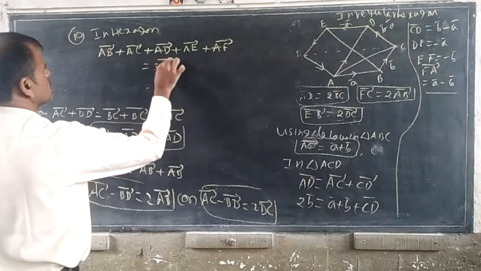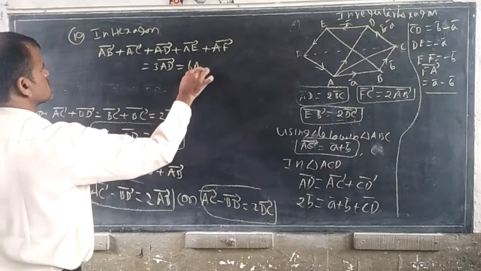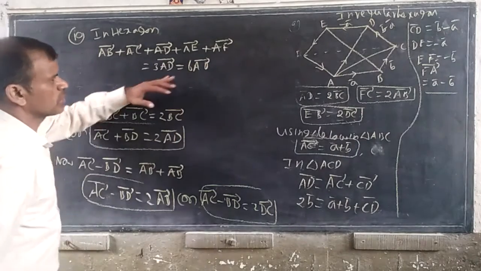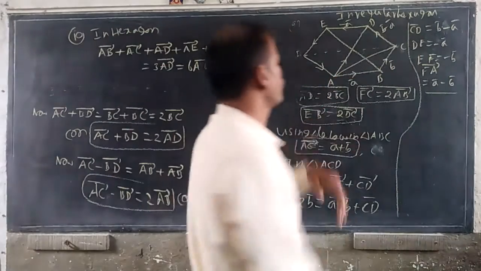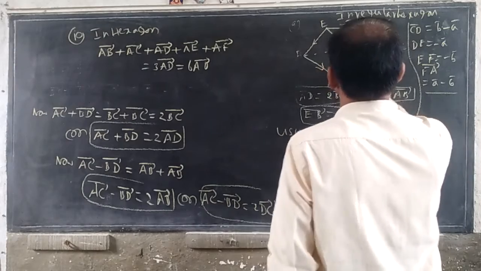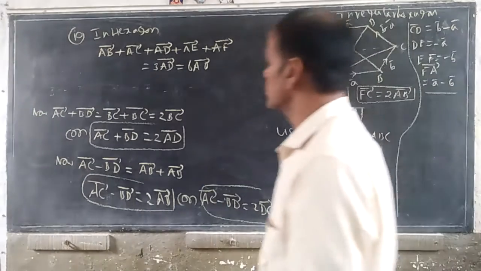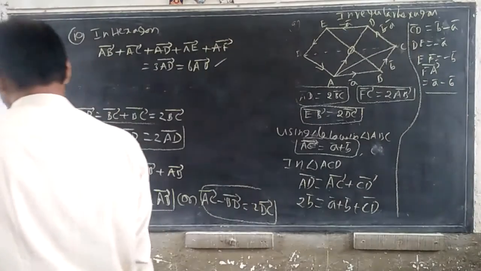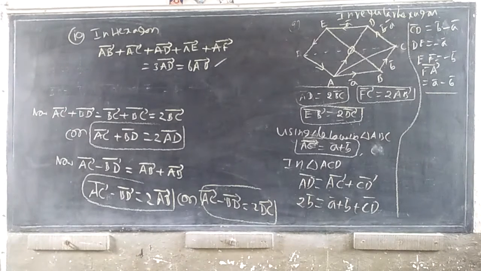3AD equal to 6AO. So what is 3AD? AO means O is the center of the hexagon. Already we discussed this proof also. Now let us discuss the midpoint concept of the parallelogram. If E is the point of intersection of diagonals AC and BD, then let us discuss this one.